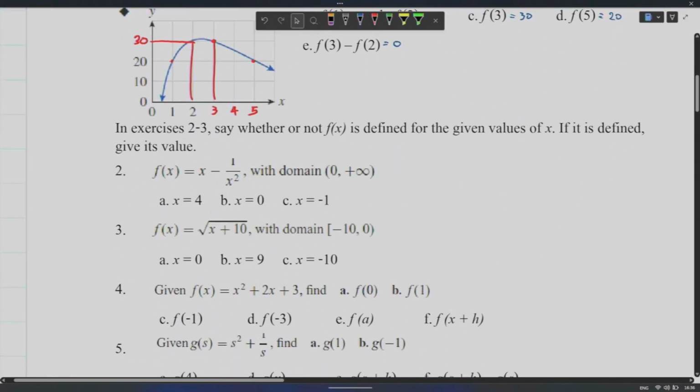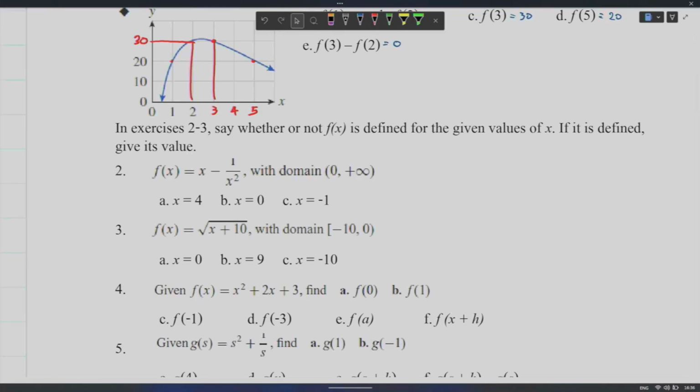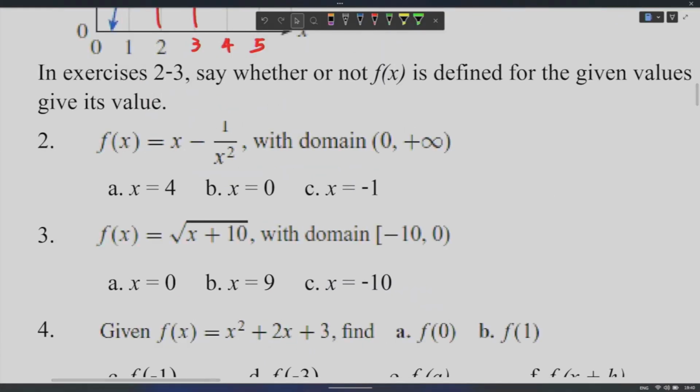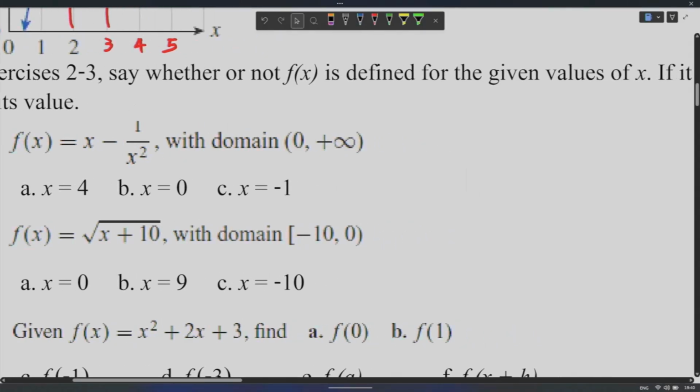Now, in exercises 2 to 3, say whether or not f of x is defined for the given values of x. If it is defined, give its value. For question number 2, f of x equals x minus 1 over x squared with domain open 0 to positive infinity.